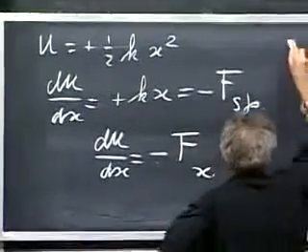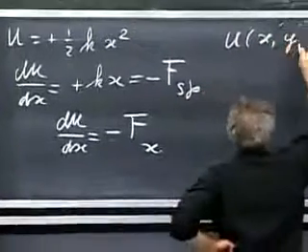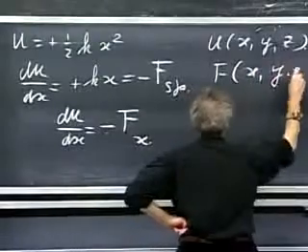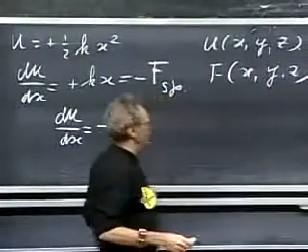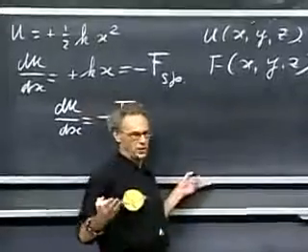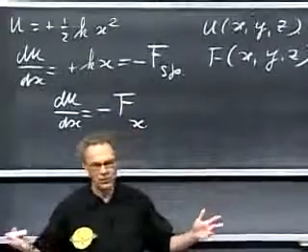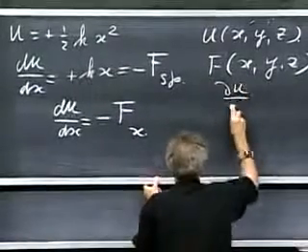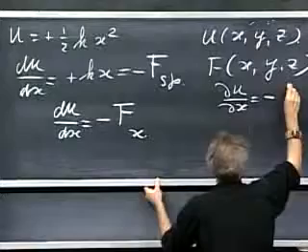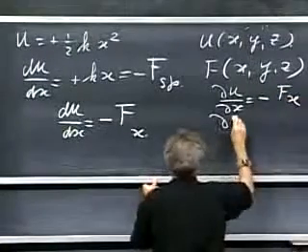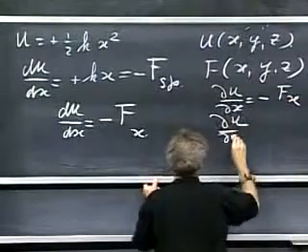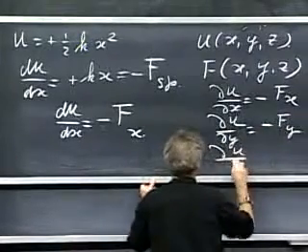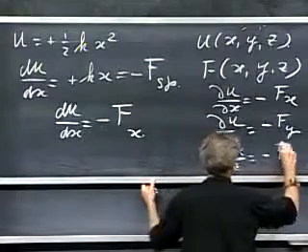If we have a three-dimensional situation where we know the potential energy as a function of x, y, and z, then we can go back and find the forces as a function of x, y, and z. It doesn't matter whether these are springs, or gravity, or electric forces, or nuclear forces. You then find that dU/dx equals minus Fx, dU/dy equals minus Fy, and dU/dz equals minus Fz.